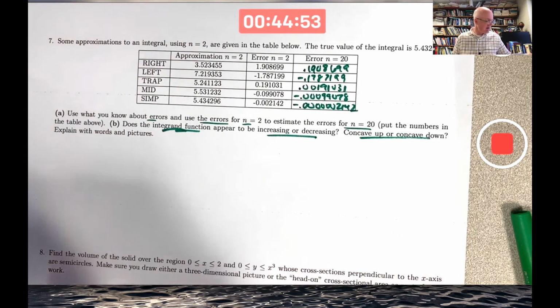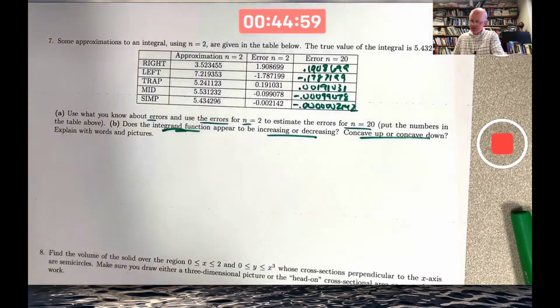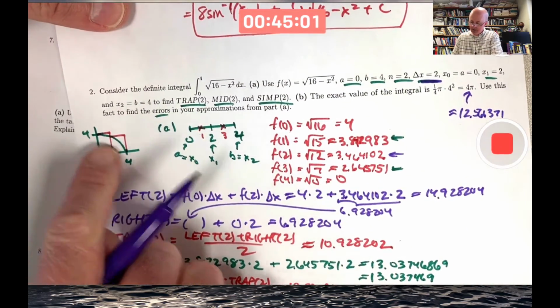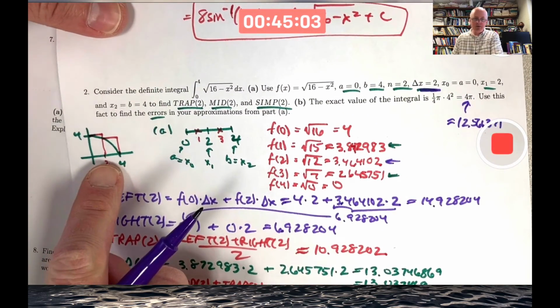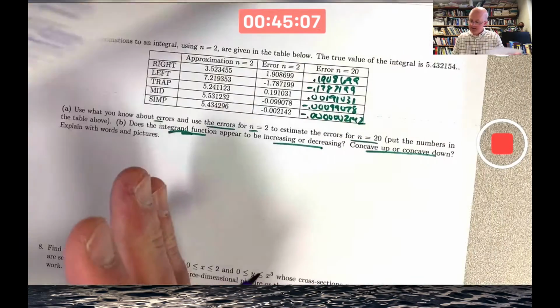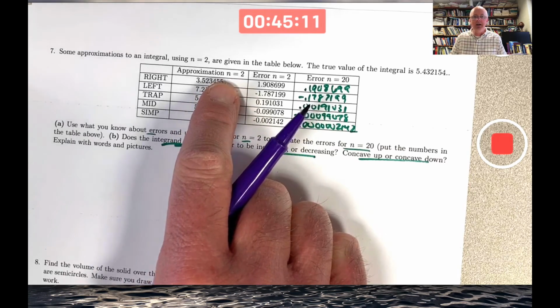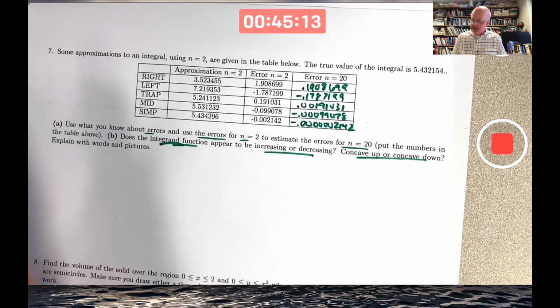We did see with the second problem here, where is it here? That with this function, back in the second problem, the function was decreasing. The left-hand rule was too big and the right-hand rule was too small. That happens with decreasing functions. Is that going on here? Yeah, the left-hand rule is too big, the right-hand rule is too small. This function is going to be decreasing.